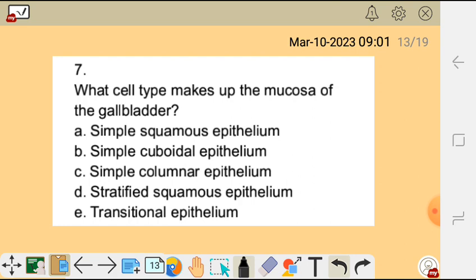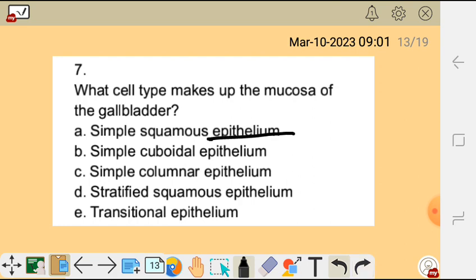What cell type make up the mucosa of the gallbladder? A. Simple squamous epithelium. B. Simple cuboidal epithelium. C. Simple columnar epithelium. And D. Stratified squamous epithelium. And E. Transitional epithelium.